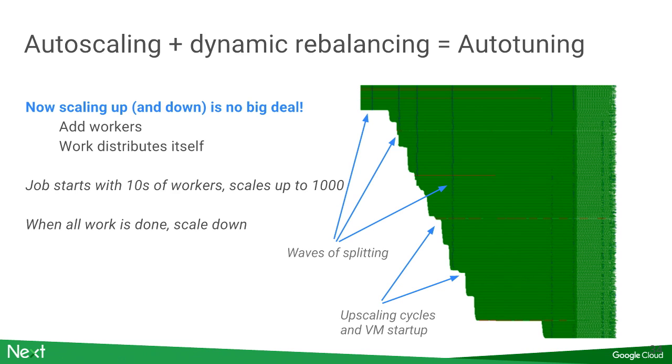This is a job that started with tens of workers, and then decided that it needed 1,000. The blue lines show when the dynamic work rebalancing happened. These are the points in time when we decided to split the work and distribute it further. And you can really see that it's going in stages, right? But the framework is essentially learning what your application is doing, in a sense, and adapting to it, right?